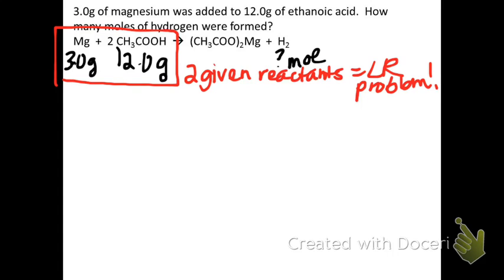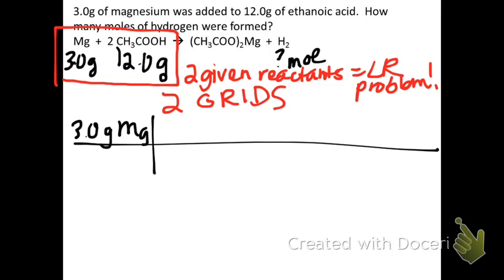That means that one of those reactants is going to run out, and it's going to limit how much product you can make. Just like when you make s'mores. If I give you a box of graham crackers, or a case of chocolate, and only 1 marshmallow, you can only make 1 s'more. It doesn't matter that you have a wealth of other ingredients. The one that you have that produces the least product is what we call the limiting reactant. Whenever you do a limiting reactant problem, it's unfortunate because you have to do 2 grids. Start with both numbers. I'm going to start one grid with 3 grams of magnesium, and I'm going to start the other grid with 12 grams of ethanoic acid.